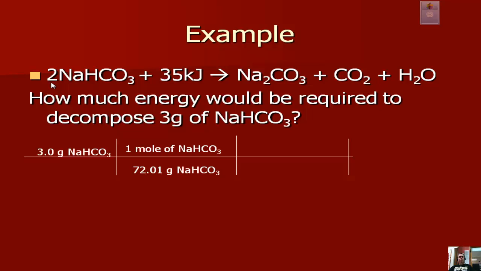Our last and final step is use that mole to energy ratio. Again, this comes from the balanced chemical equation. If you look here, I've got a coefficient of 2. Next thing is, in that equation, I have 35 kilojoules. So NaHCO3 is going to go on the bottom, so I'm going to put 2 moles down here. The energy is going to go on top. When you run this through, 3 multiplied by 1 multiplied by 35 divided by 72.01 divided by 2, you get an answer of positive 0.73 kilojoules. Positive because notice it's on the reactant side.